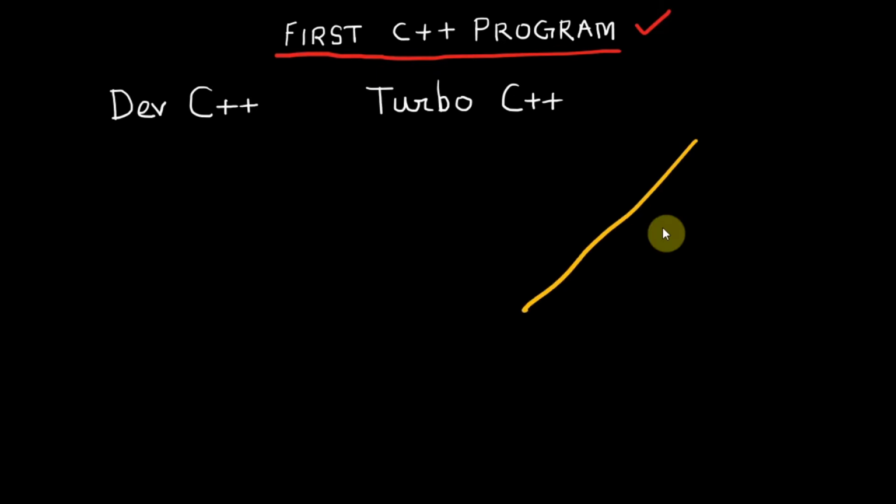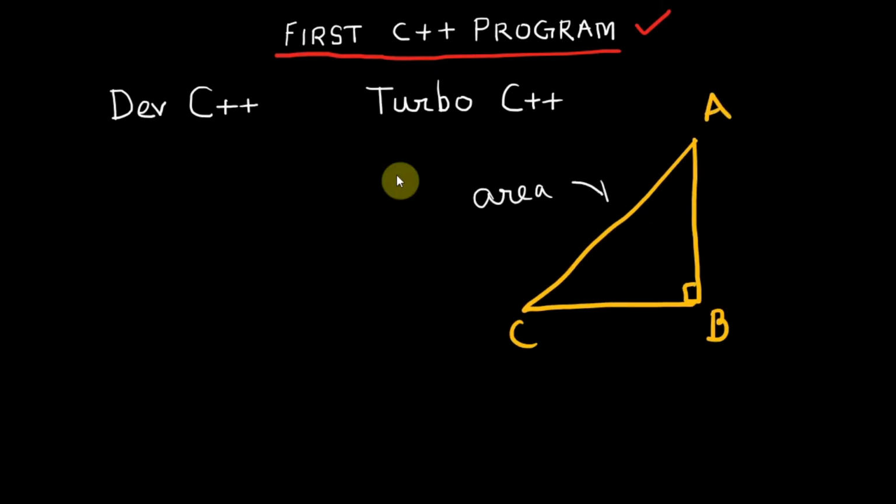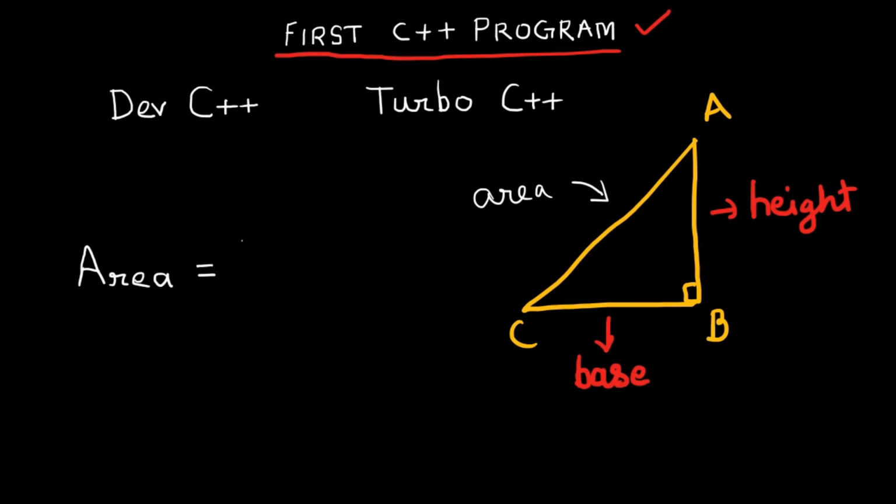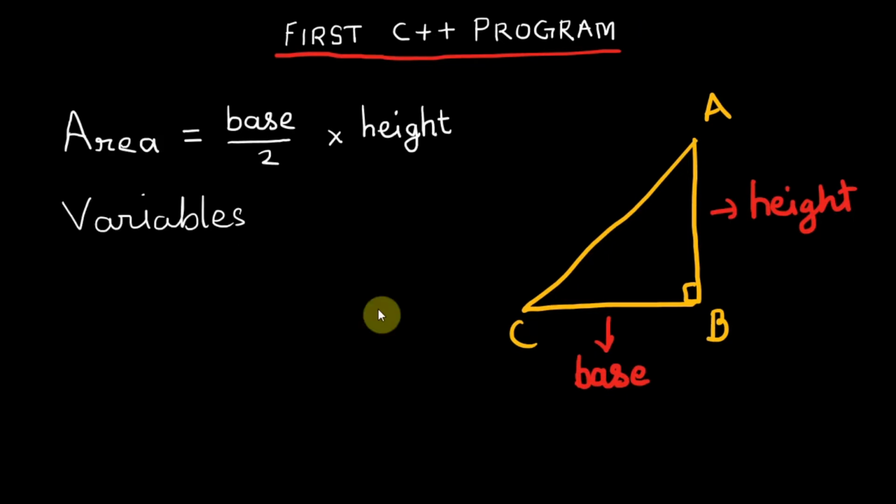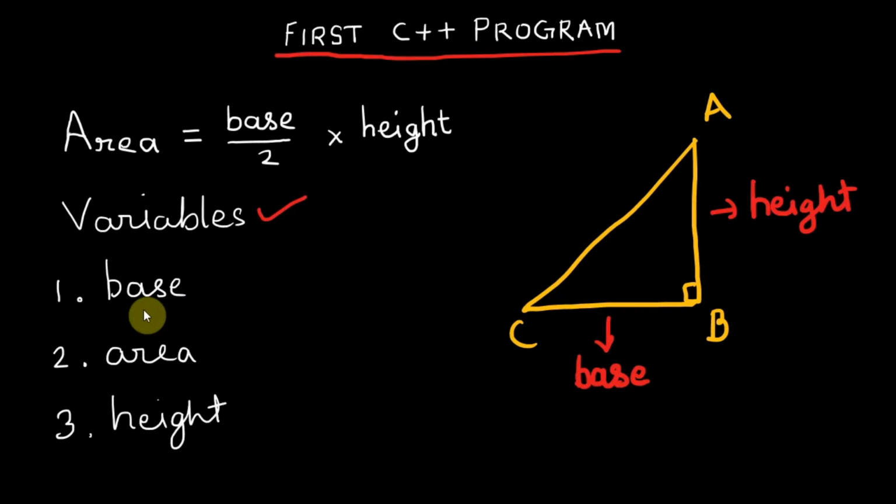We are going to write a program to find the area of a triangle. You should always start with visualizing the problem and then find the solution to the problem. A triangle is a shape with three sides, where the lower side is the base and then we have the height of the triangle. We only need these two details to find the area. Area is half base multiplied by height. Next we decide the variables. We need three variables for this program: one for base, one for area, and the third one for height of the triangle.